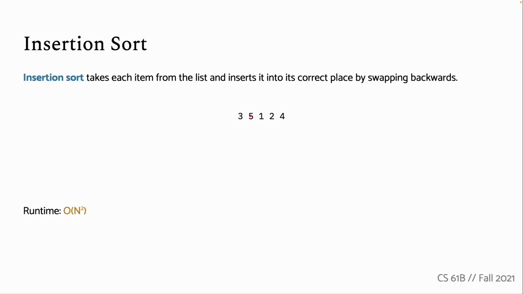And then we're going to compare the 1 and the 3. Again, 1 is less than 3, so we're going to swap it, so the beginning of our list would look like 1, 3, 5. And then we do the same thing with 2. Basically the idea here is we are just going to be swapping continuously backwards over and over again until we get to the last element and our list is fully sorted.